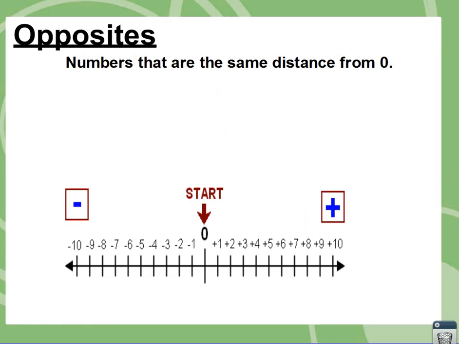Okay. So another vocabulary word for this is opposites. Opposites are numbers that are the same distance from 0. If you look here, I have the number -2, and it is 2 spaces from 0. And opposite on the other side, kind of like a mirror from 0, is +2. Those numbers are opposites.